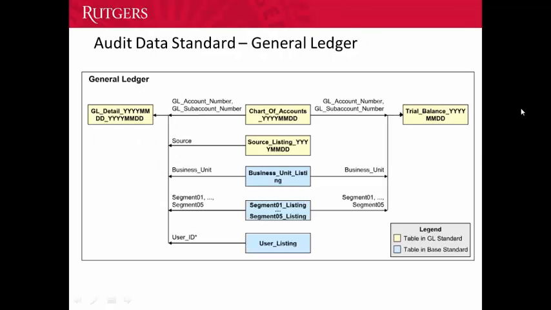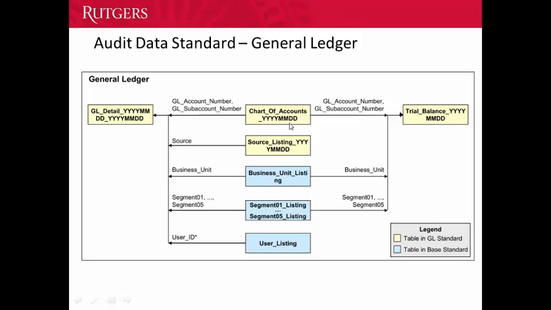Now let's take a look at the data relationships among tables in Audit Data Standard General Ledger. Here we can see there are 7 tables, with 3 of them from the base standard and 4 of them tables in the GL standard. For example, the first table, GL detail year month day to year month day, shows the data range of this table.